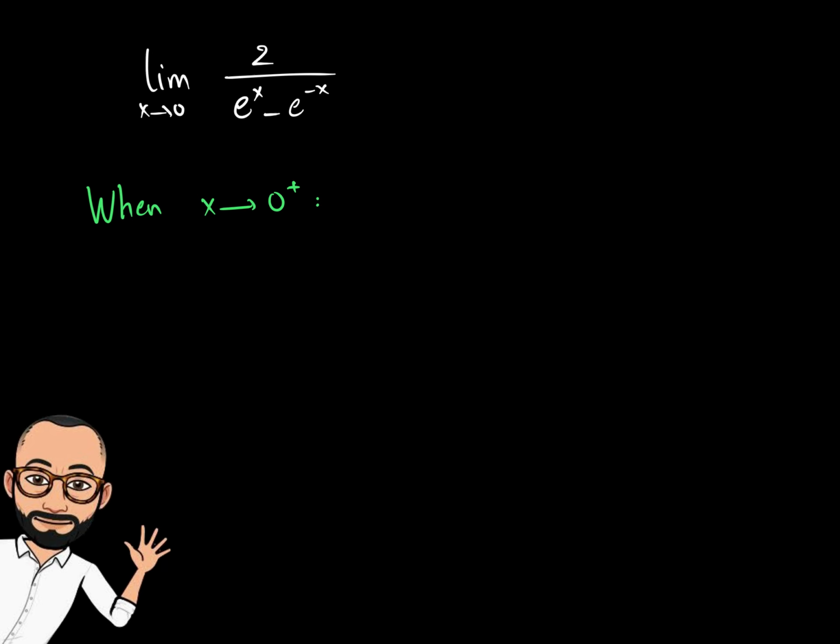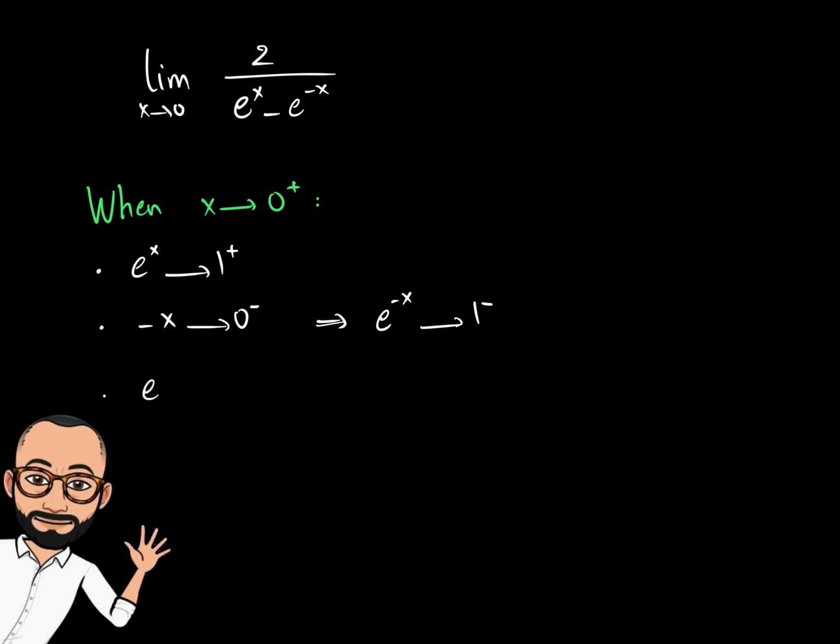Let's check the one-sided limits, starting with x approaches 0 from the right. When x is slightly greater than 0, e^x is slightly greater than 1, because the natural exponential function is an increasing function. When x approaches 0 plus, negative x will approach 0 minus, which means that e^(-x) will approach 1 minus.